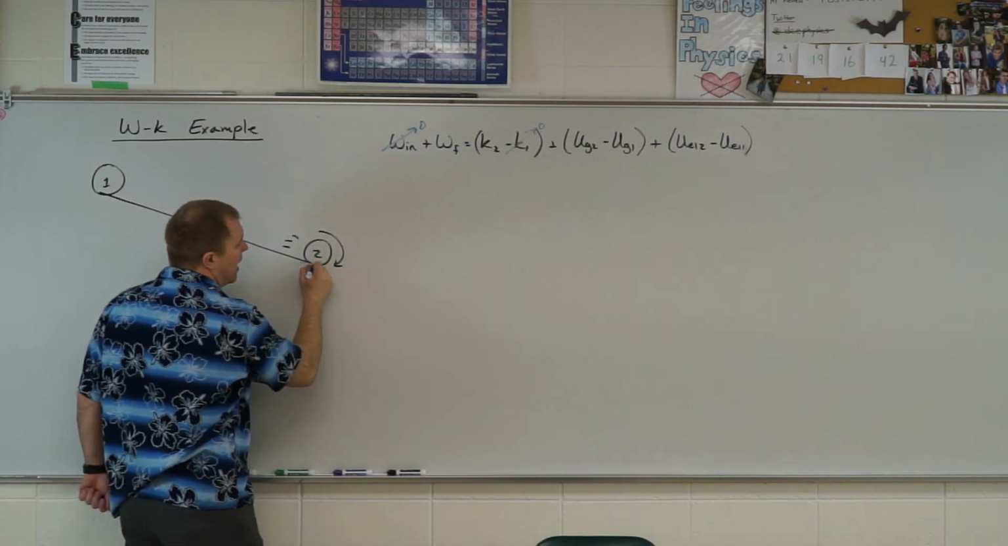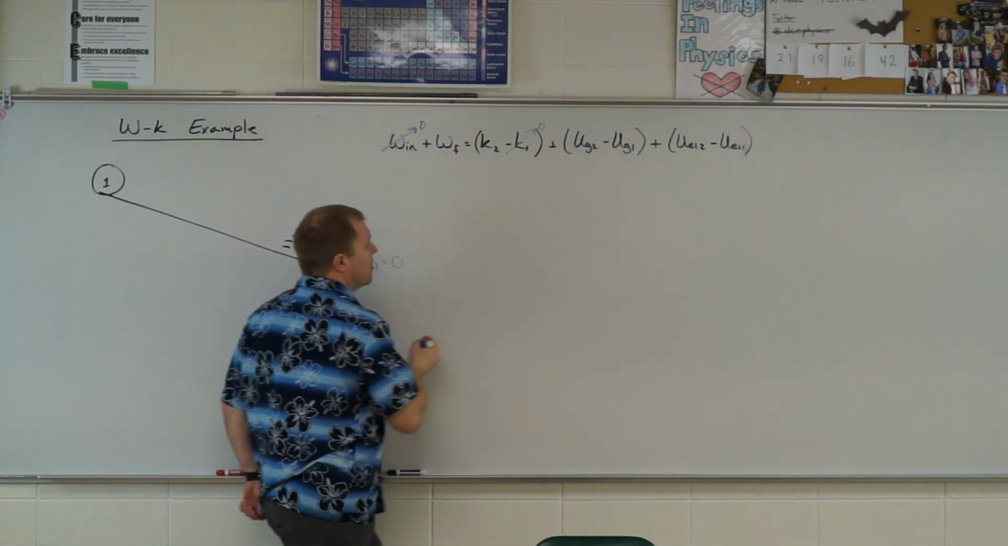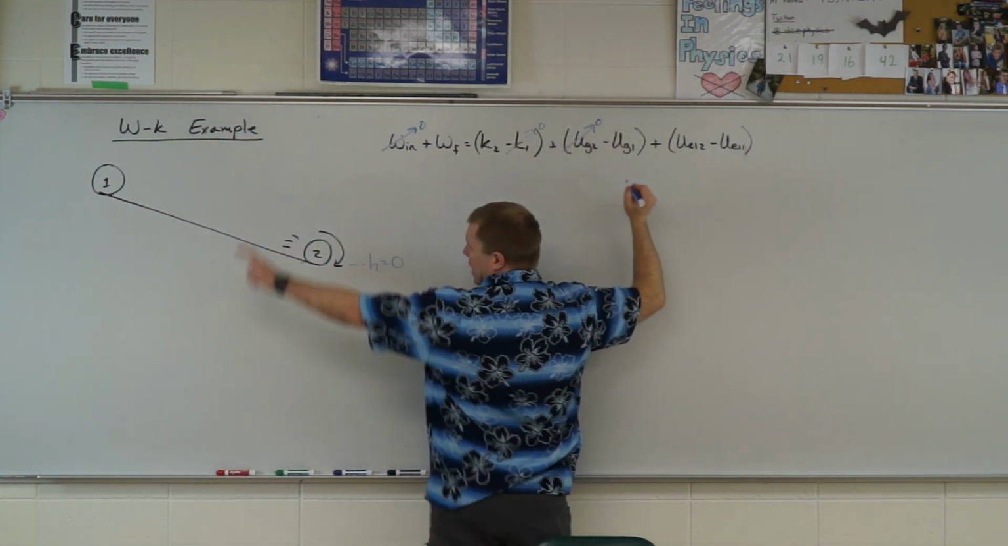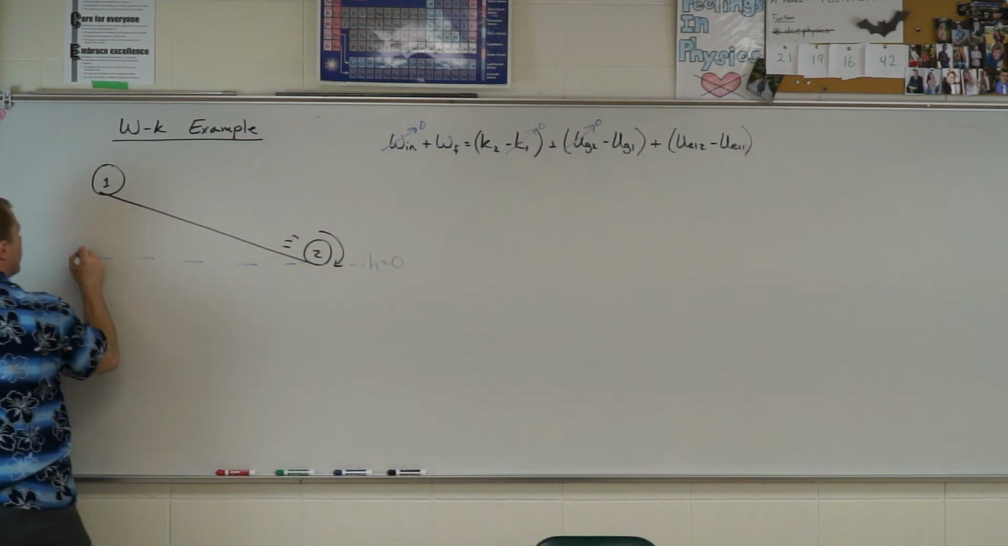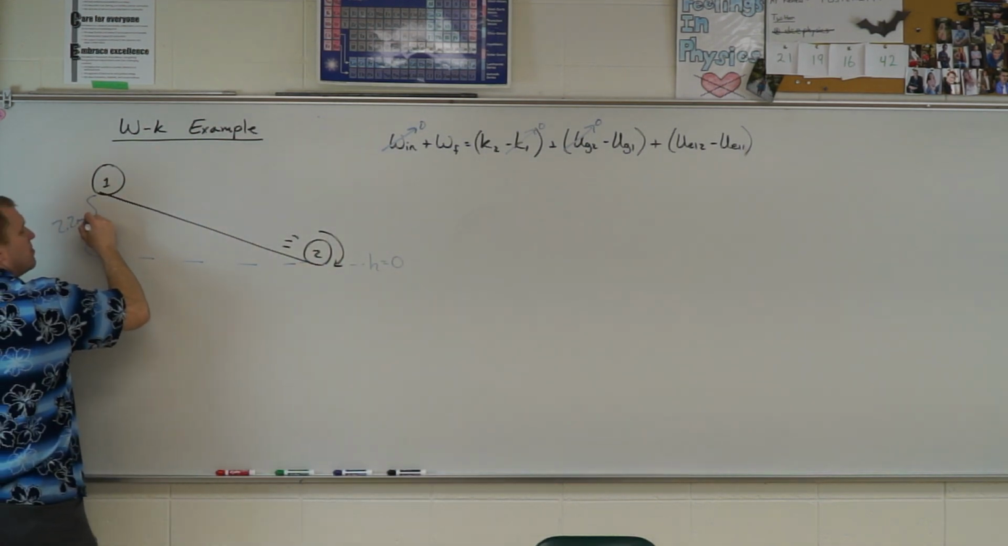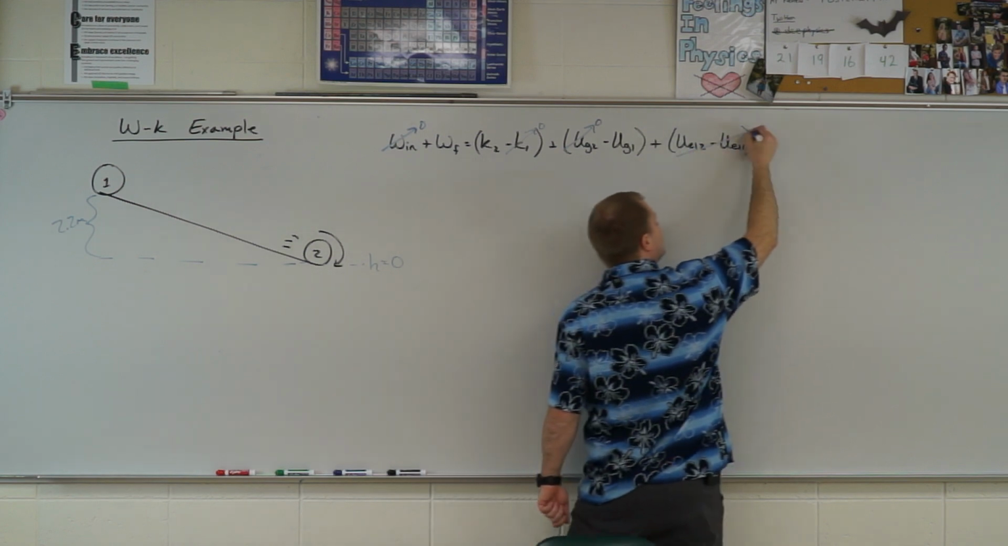I'm going to have to choose a height, so down here I'm going to choose height 0. So UG2 is 0. It's at a height of 2.2 meters, they told me. All right, 2.2 meters. And there's no springs.